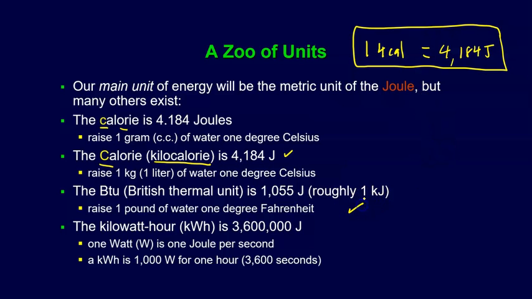Another popular one that we'll see is the British thermal unit, BTU, and so this is essentially equal to 1,055 joules. Again, our physics unit is the joule. And what this is, it's the amount of energy needed to raise 1 pound of water 1 degree Fahrenheit. And so that's kind of a standard that people will use.